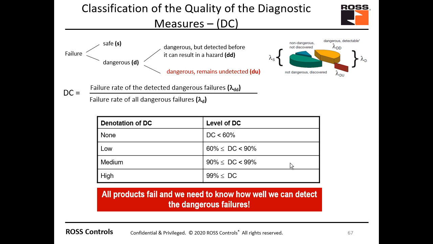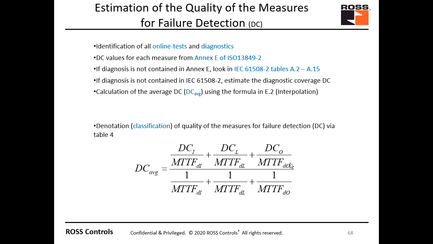So what we have to do then is understand our diagnostic coverage. We are taking the failure rate of all detected dangerous failures and dividing that by all dangerous failures in order to get diagnostic coverage. We're shooting for higher: the higher the diagnostic coverage, the more reliable and the better our capability to detect faults. So with that, we take those MTTFDs that we calculated and the diagnostic coverage for each device in order to determine the diagnostic average.